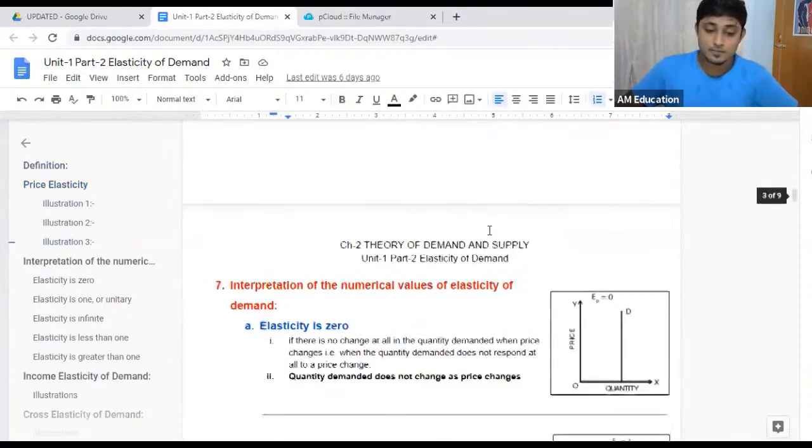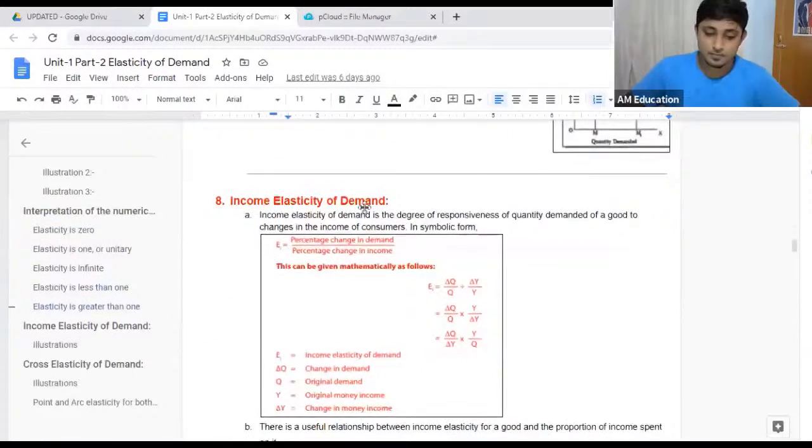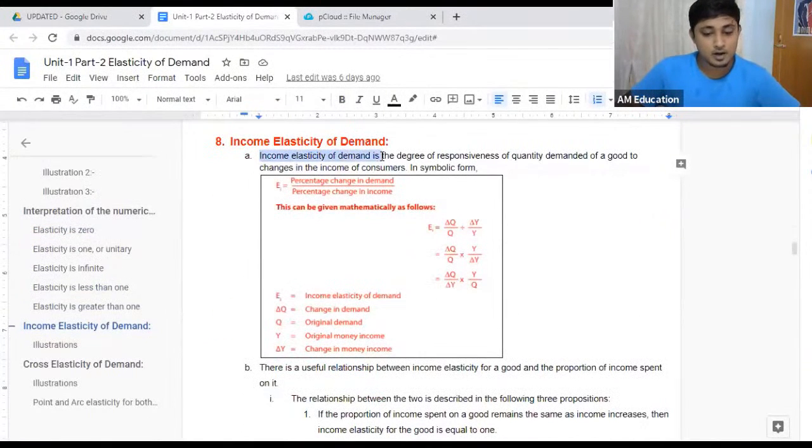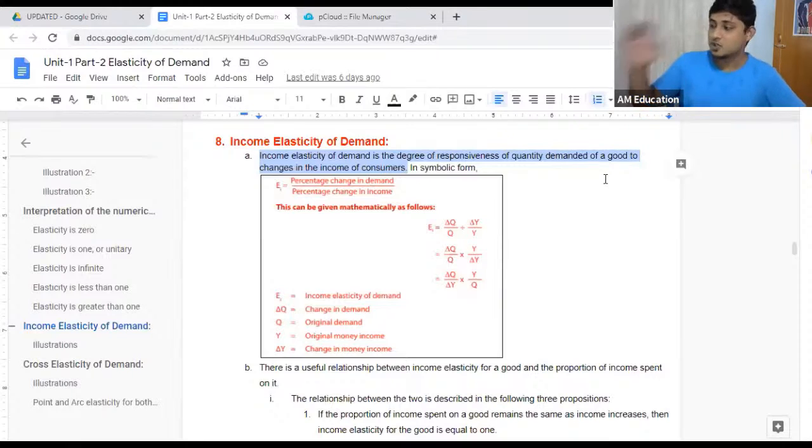Now we're talking about something called income elasticity. Income elasticity of demand is the degree of responsiveness of quantity demanded for a good to a change in the income of consumers, right? So while talking about income elasticity of demand, for a change in the income of the consumers, how is the quantity demanded of a particular good responding? That's how you express income elasticity of demand. The same way, percentage change in demand by percentage change in income.